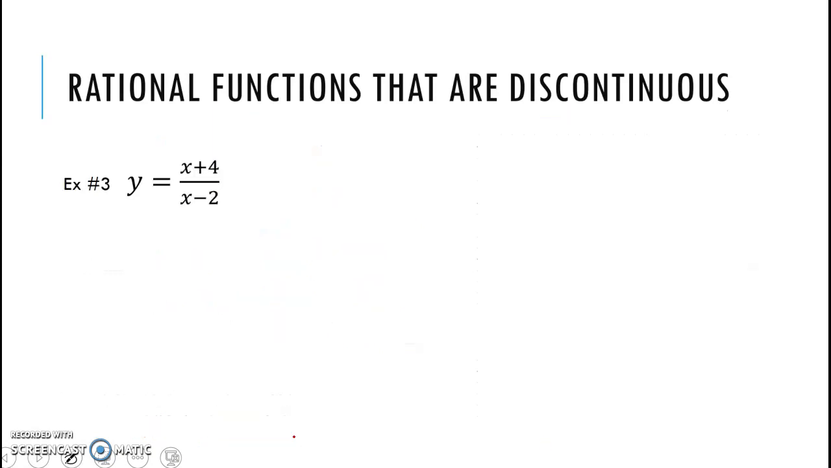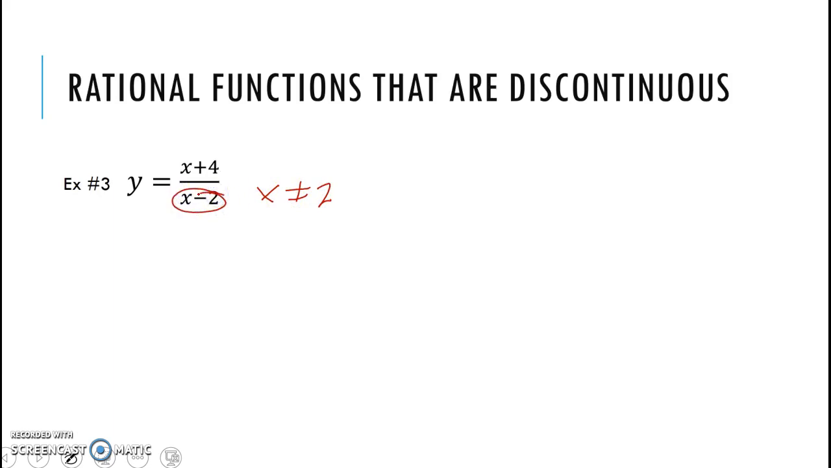Here's another situation, example number 3. There are a few things going on here, but there's nothing that's going to cancel out. I don't have an x minus 2 on top that's going to cancel out the x minus 2 on the bottom. But at the same time, we know that x cannot equal 2, because if it's equal to 2, then we have a 0 in the denominator.